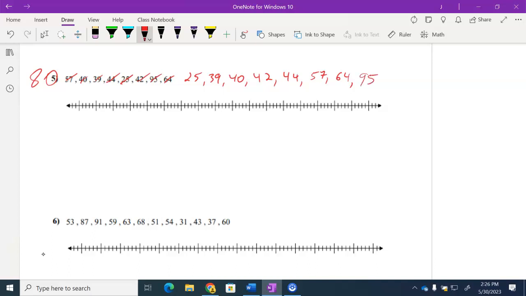So look how I did it. I crossed it off. I double checked. I have 8 numbers. 1, 2, 3, 4, 5, 6, 7, 8. I'll make sure I have 8 numbers here. 1, 2, 3, 4, 5, 6, 7, 8.